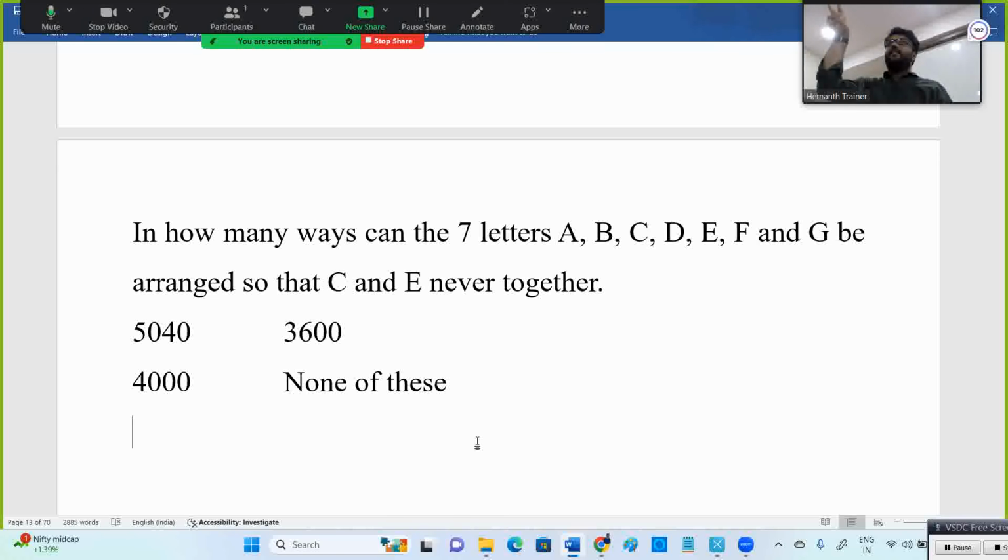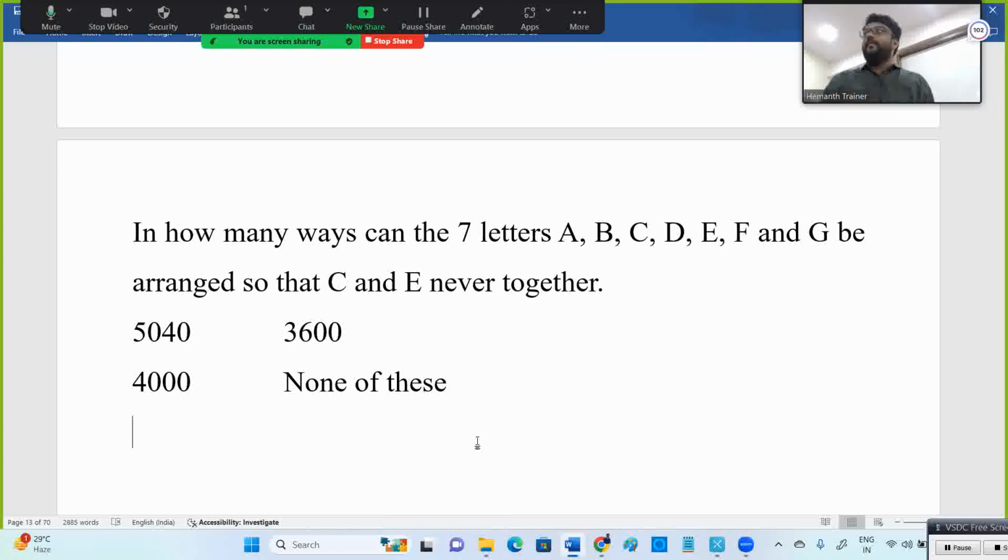I'll give two methods here. One method is directly: how to do it when C and D are never together. The second method: find the number of ways C and D are together, and remove it from the total. Total means how many people are here? 7 people, so 7 factorial is the total. 7 factorial minus C and D together, which is 6 factorial into 2. 7 factorial is 5040, and from that you remove 6 factorial into 2, which is 1440, then you will get the answer. 6 factorial is 720, 5 factorial is 120.